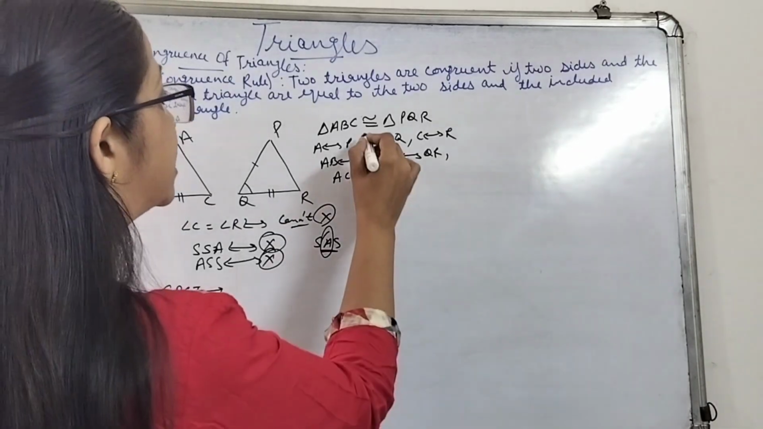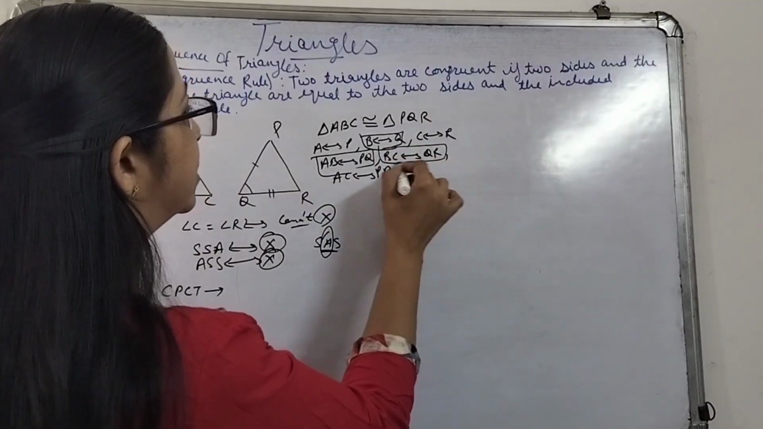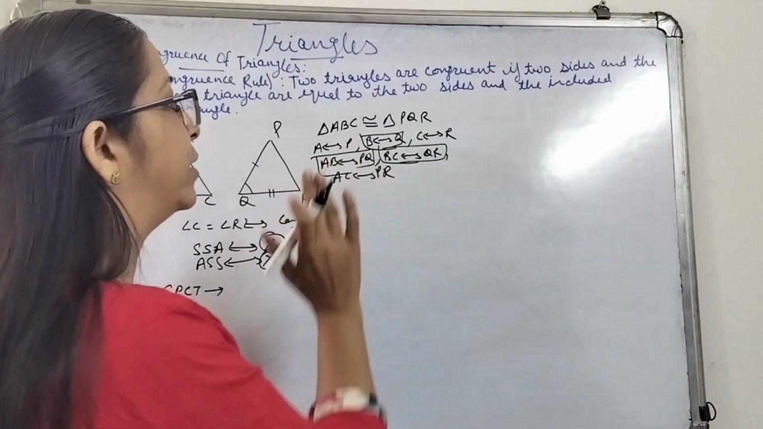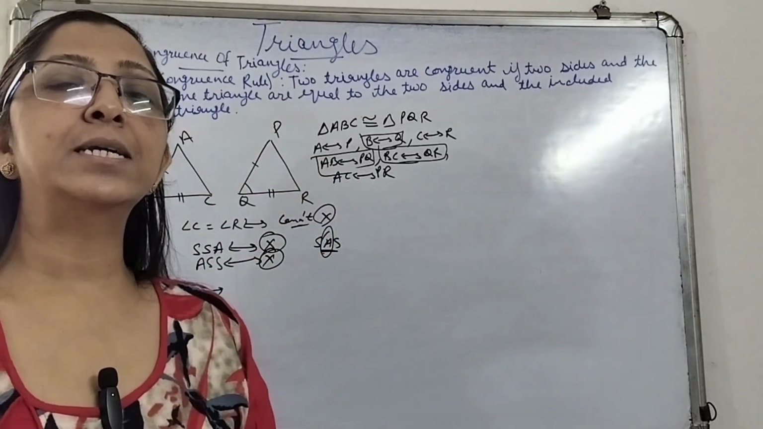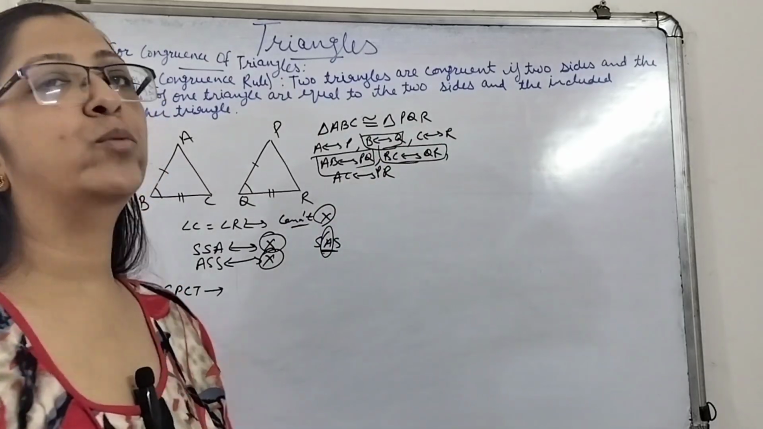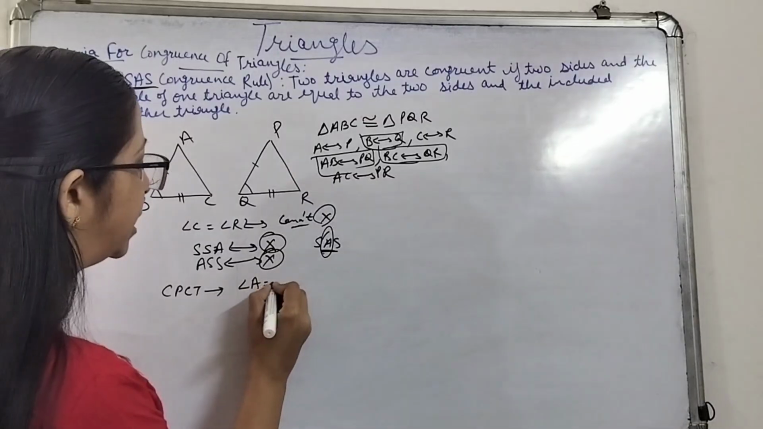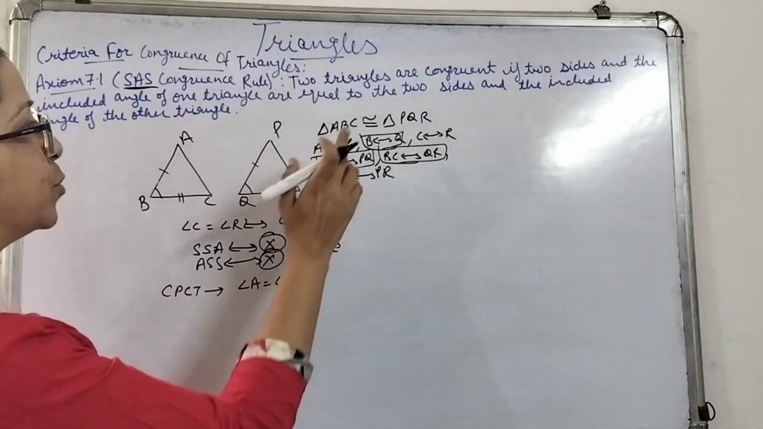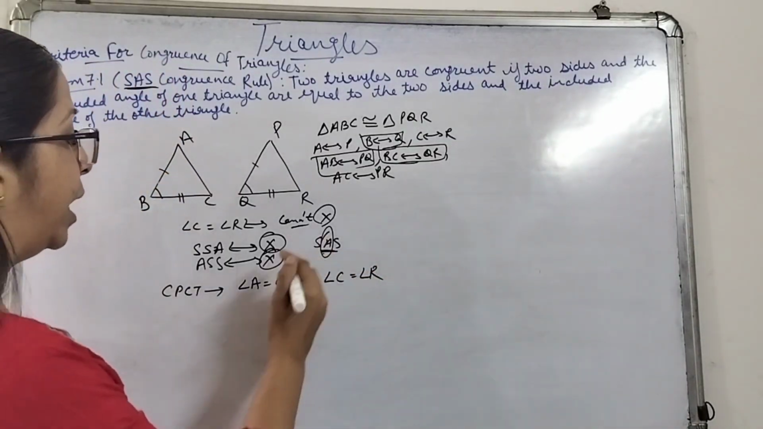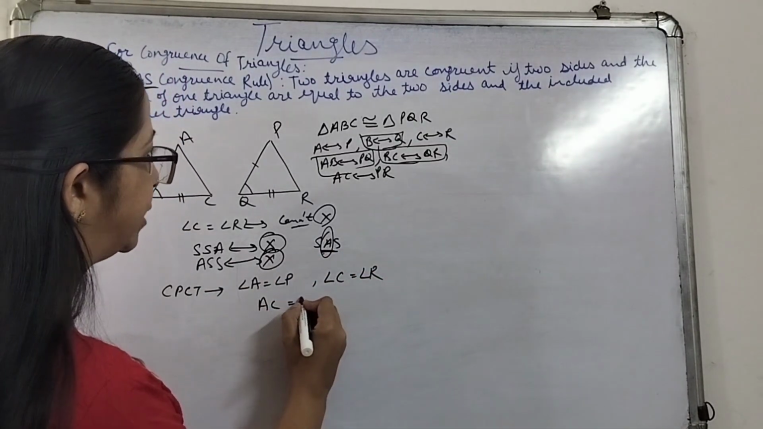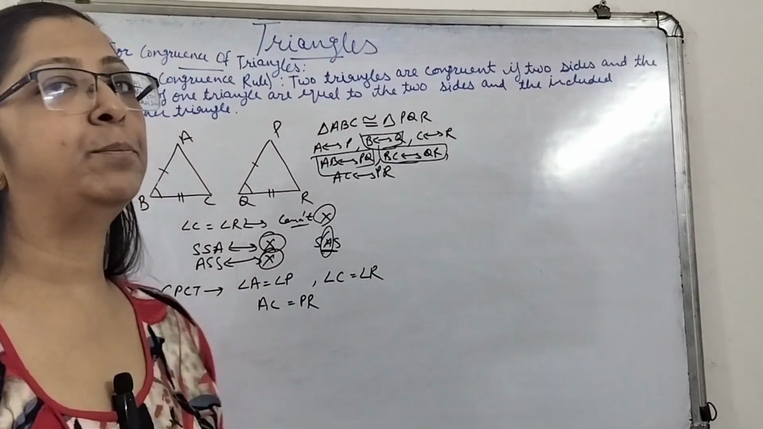C are corresponding. Now this is given to us in the question, this is given to us in the question, this is even given to us in the question, but these are not given. But because we have proved that the triangles are congruent by SAS congruency, we can say that the remaining corresponding parts will even be equal. That means by CPCT we can say that angle A will be equivalent to angle P because A corresponds to P. Similarly, angle C will be equivalent to angle R, and side AC will be equivalent to side PR. This we can interpret directly by CPCT.